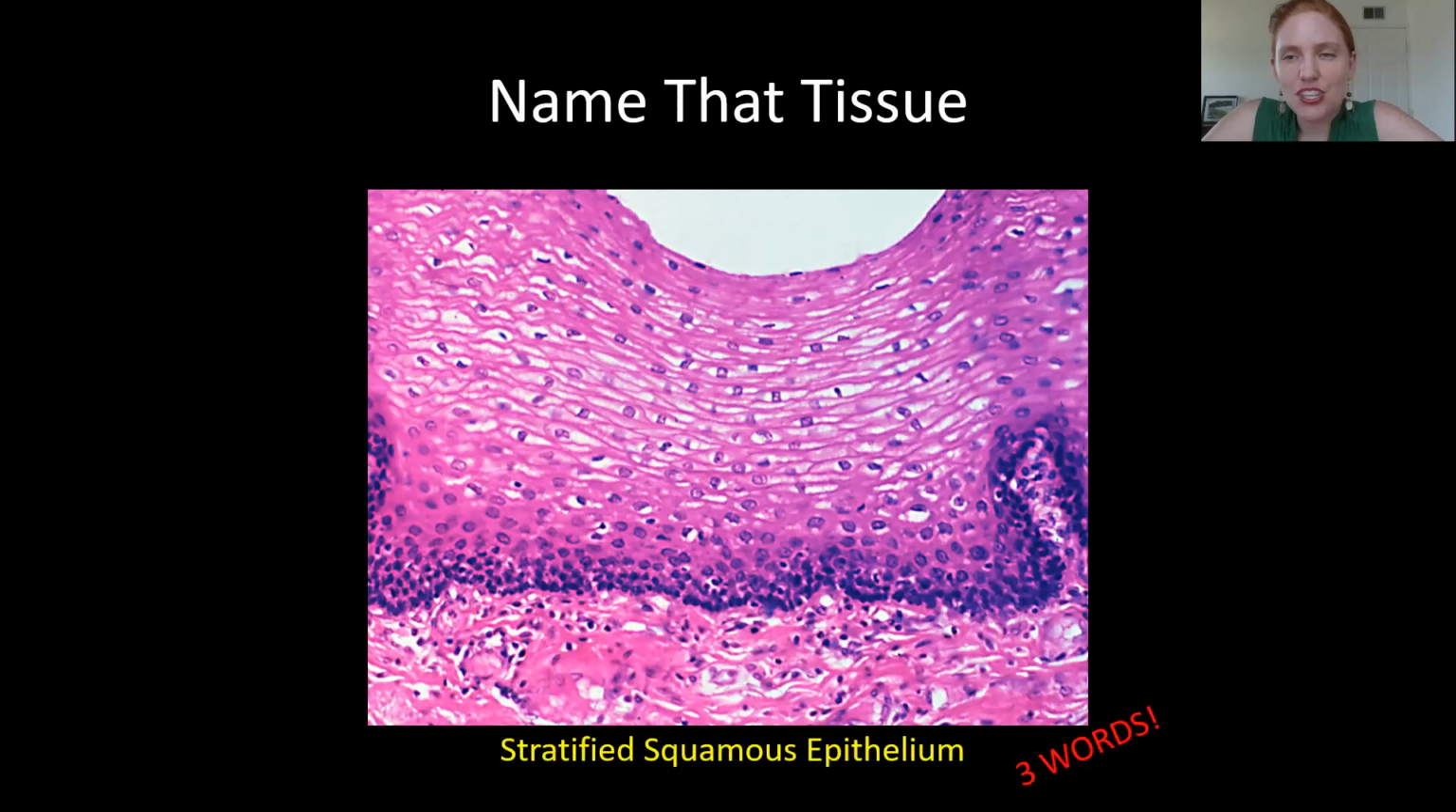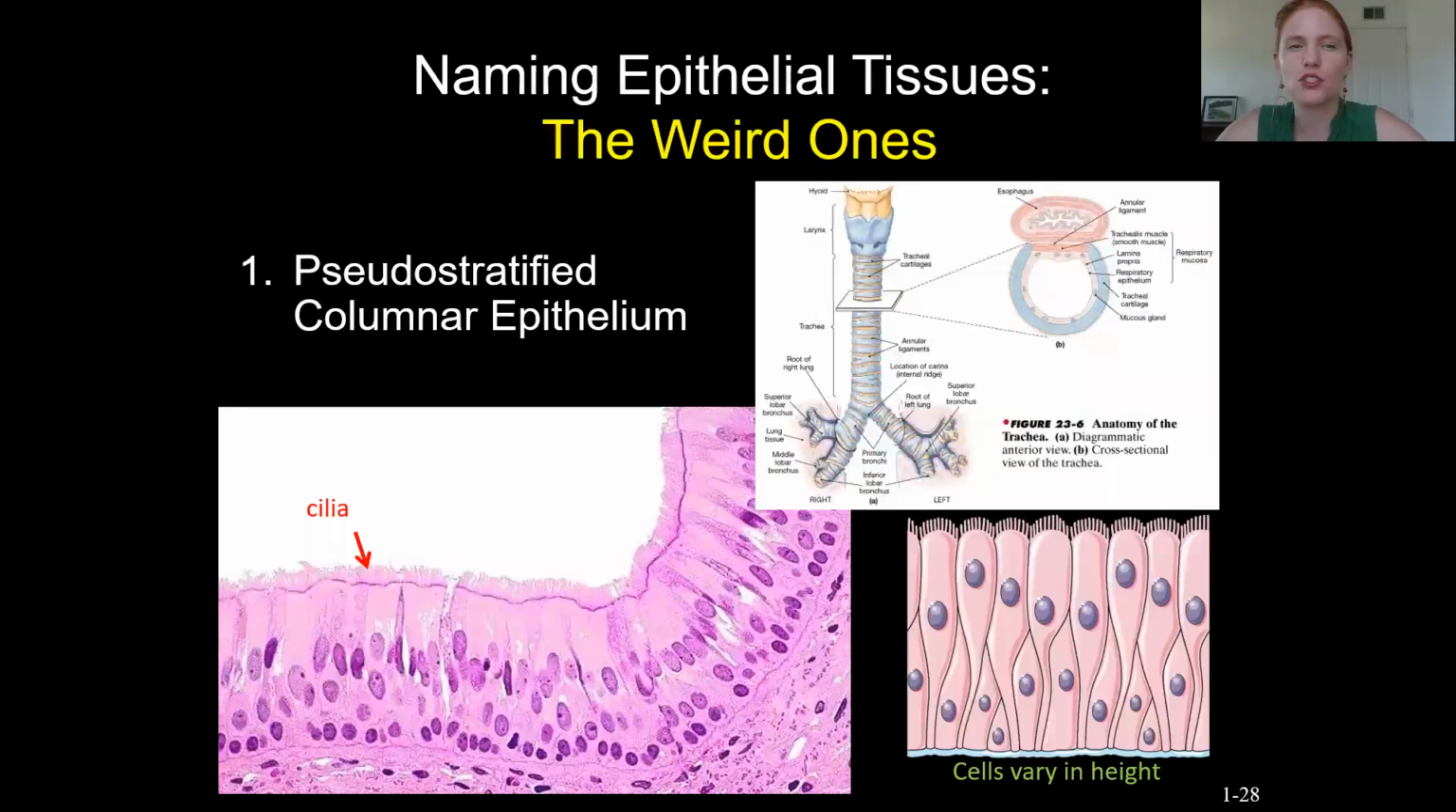Now that you learned the typical naming scheme, I've got to throw just a little bit of a wrench in that. There are two odd ones, two weird ones that are on your list that you do need to know that do not follow the typical naming scheme. So let's talk about why and figure out ways to learn them. Okay, so the first weird one is pseudo-stratified columnar epithelium. Okay, so kind of strange.